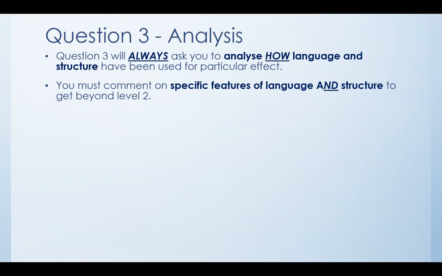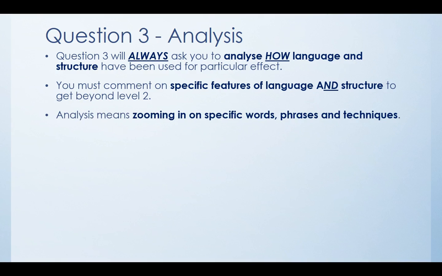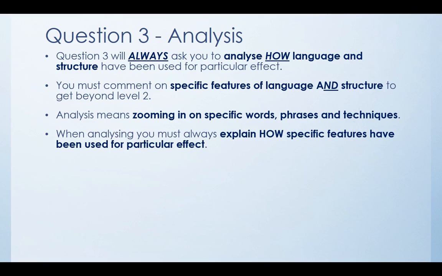They must be specific, because when we analyse, what we're doing is zooming in on specific words, phrases, techniques that the writer has used. Okay, and what we're trying to do when we analyse is not just to identify those and name them, but to explain how they are being used to create meaning, what particular effect they create within the text as a whole. It isn't enough just to identify particular types of words or techniques or phrases. You must always explain how they are being used by that particular writer.